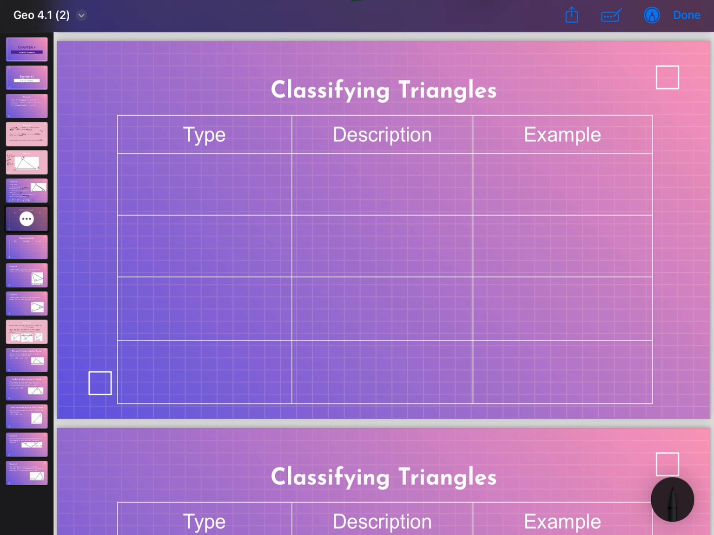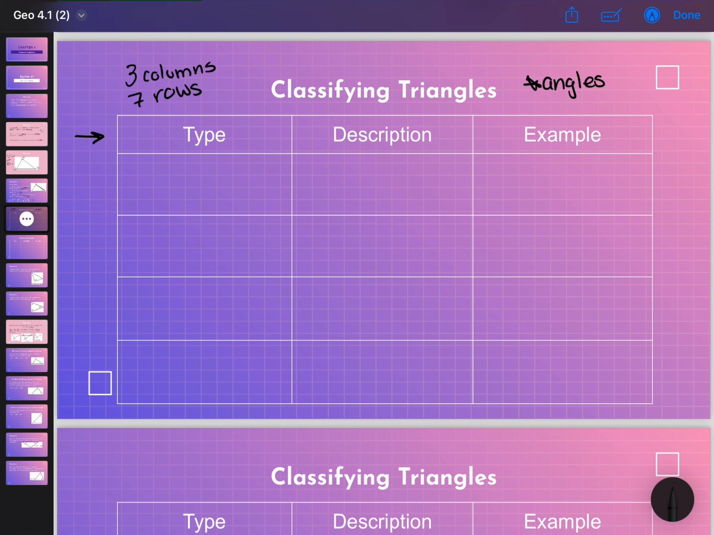So what I want you to do is have 3 columns like we have here. And then you're going to have a row with type, description, example, and then you're going to have 7 more rows from there. We can classify triangles in 2 different ways. On this slide, we are going to be classifying by angles. A fully classified triangle would be classified by both angles and sides. So this slide, we're just going to focus on angles. The next one, we're going to focus on sides. Your table should have all 7 of these classifications, all right?